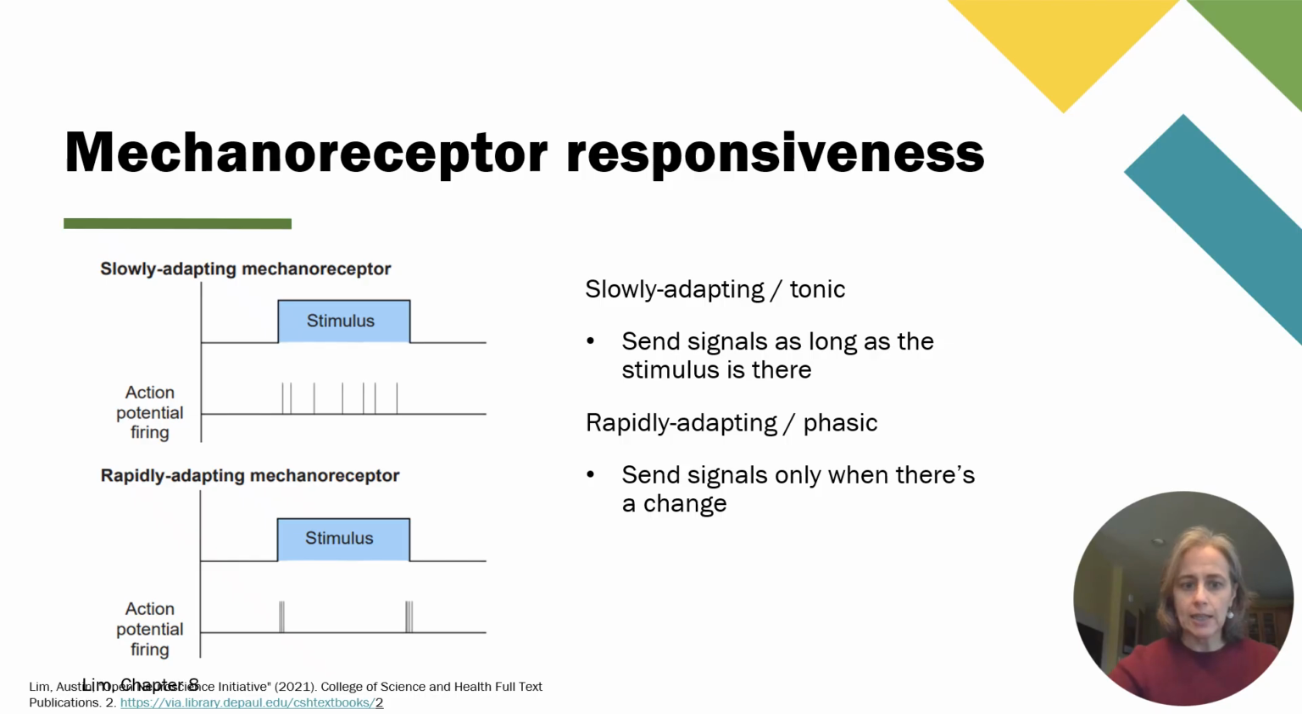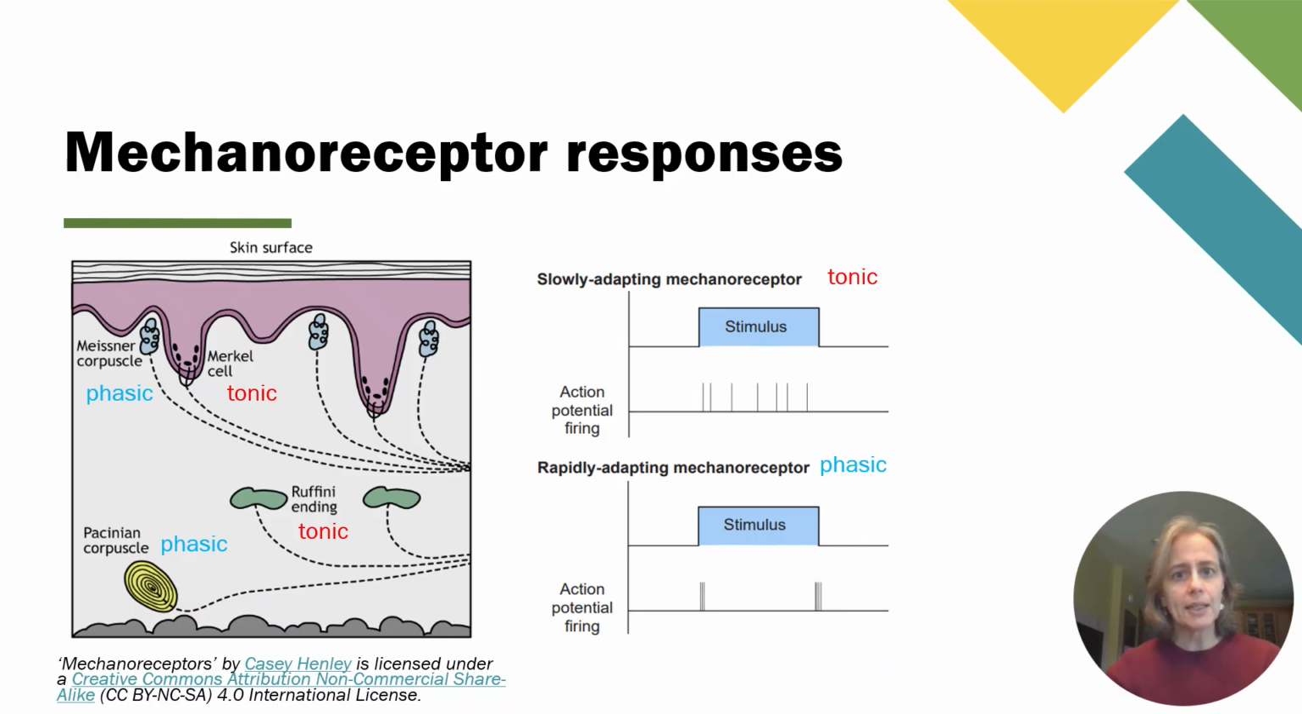And we can see in the diagram here from the textbook that these slowly adapting ones, as long as the stimulus is there, are still firing action potentials, whereas the rapidly adapting ones just tell me when something changes. So, oh, stimulus is here, oh, stimulus just left. So those are the differences between those two. And it just so happens that among those 4 different types of receptors, some are phasic and some are tonic. Am I going to make you memorize that? No. I just want you to know that some are one and some are the other.